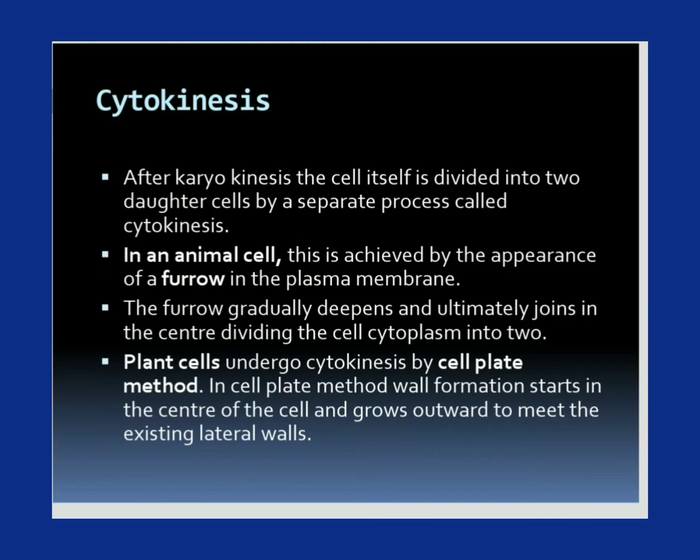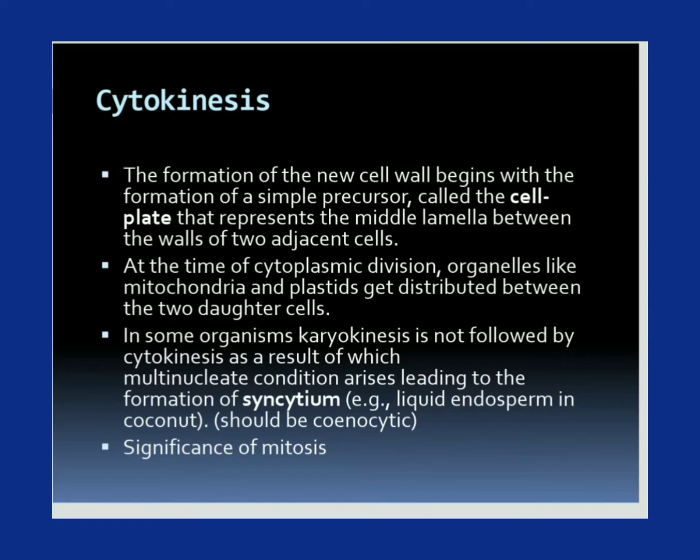After that, cytokinesis. After karyokinesis, the cell itself divides into two daughter cells by a separate process. That is the cytokinesis. In animal cells, this is achieved by the appearance of a furrow in the plasma membrane. This furrow will gradually deepen and ultimately join in the center, dividing the cell cytoplasm into two. Whereas in plant cells, they will undergo cytokinesis by forming the cell plate at the center. The formation of the new cell wall begins with the formation of this cell plate that represents the middle lamella between the walls of two adjacent cells.